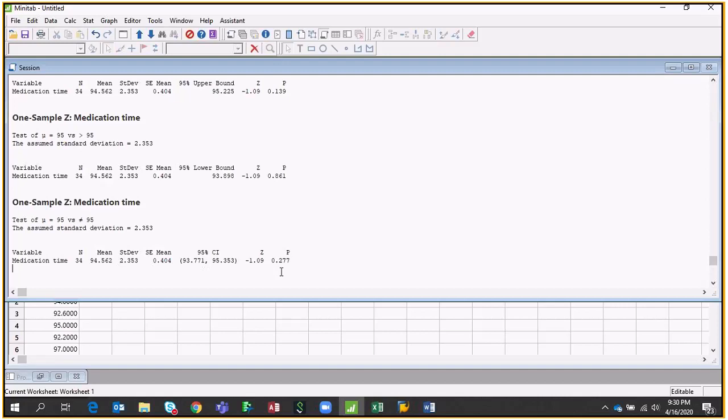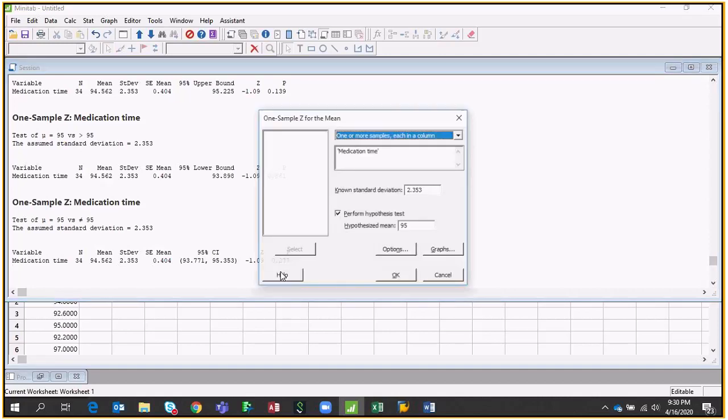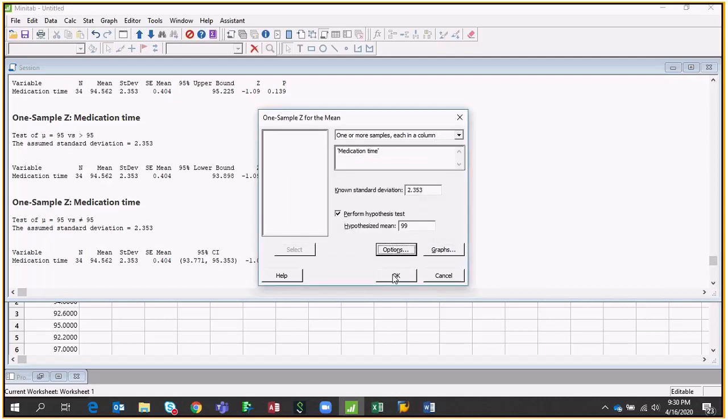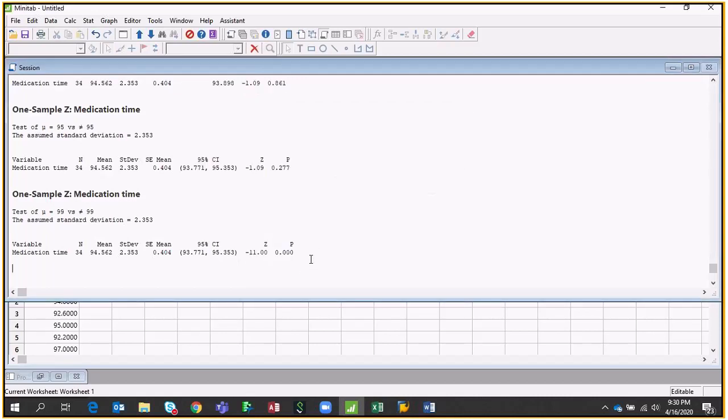Okay, now you will say, can you show it? So let me show you. Press Ctrl E, and here you select the hypothesized mean as, let's say, 99, assume. Okay, so I'm checking that my tested mean or my data mean is not equal to 99. That's what I'm checking. Okay, click OK. Now here you see, this is your confidence interval, 93.77 and this is 95.353.